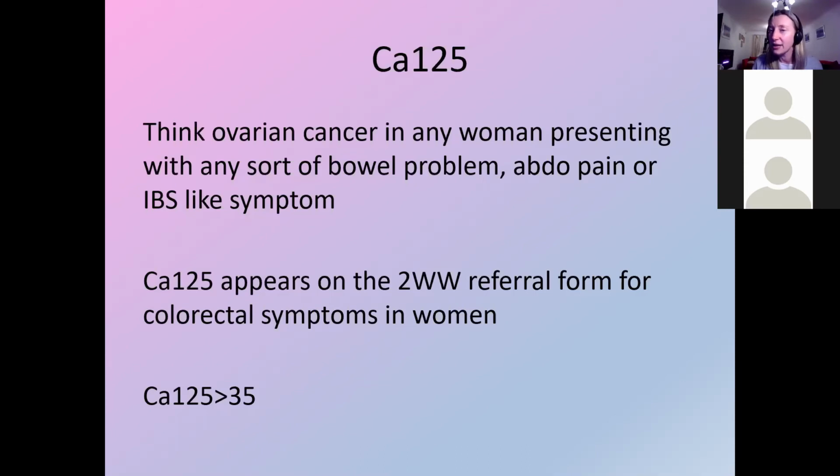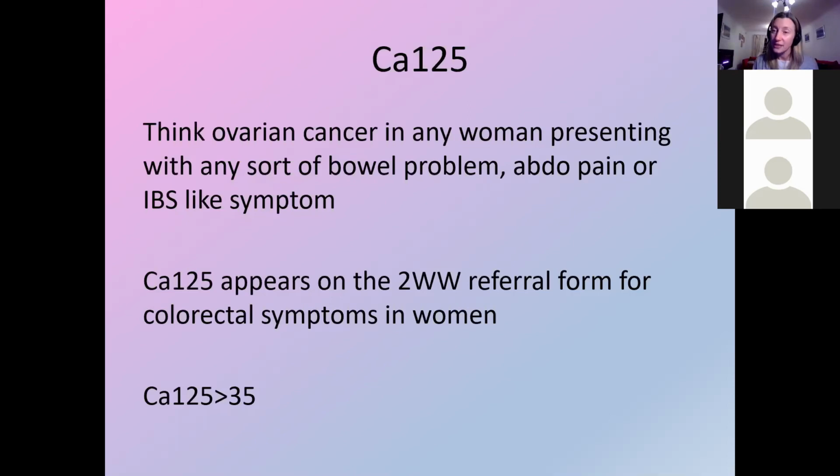Now, ovarian cancer isn't our only reason why CA125s go up. Any sort of pelvic pathology can cause it, particularly fibroids, infections, pregnancy, endometriosis. It can also go up in bowel cancers. So there are lots of reasons it can be raised.